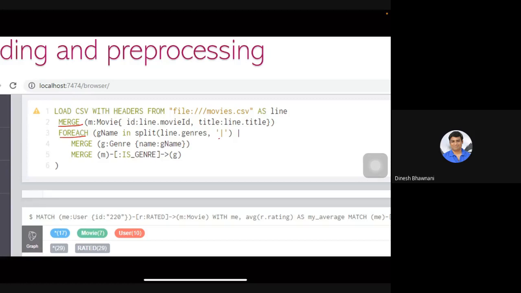This is the separator here. If this separator is there, then you do the split operation. Then you merge the genre that is in the g name. This is going to become the key value pair property of the G node, and the G node can also have the genre label. Then merge something more, a relationship now. Movie M and genre, the relationship is genre.